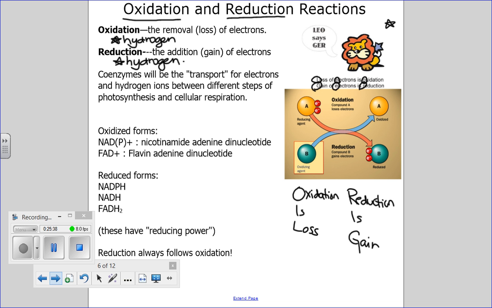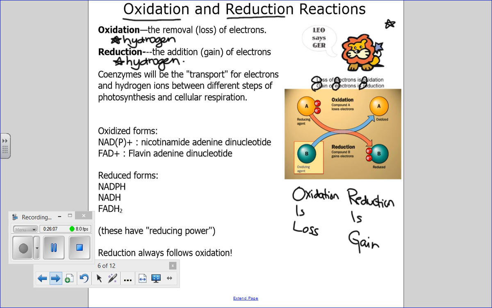Now the reason I think that you need a mnemonic is because the word reduction doesn't sound on the surface like I'm getting something. It sounds like I'm losing something, and in fact it's quite the opposite. So the first thing I need you to recognize is that gaining something is reduction. Losing something is oxidation. And for us, for the molecules that we're going to discuss, hydrogen is going to be involved.